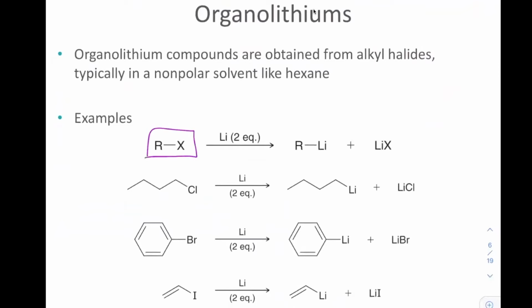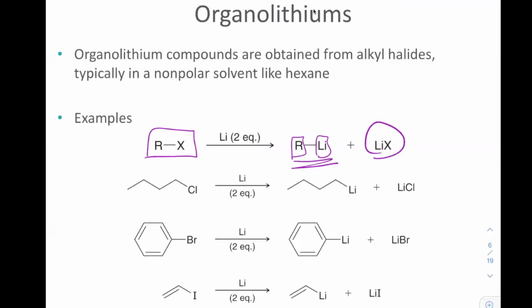Okay, if we concentrate on organolithium compounds to start, if we start with an alkyl halide and react it with two equivalents of lithium, we end up replacing the halogen with the lithium. So we have the carbon group next to our metal like we want, our other lithium hanging out with the halogen that was originally attached to our carbon. And so we see that in all cases.